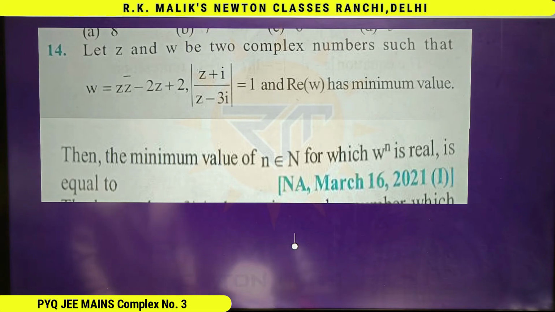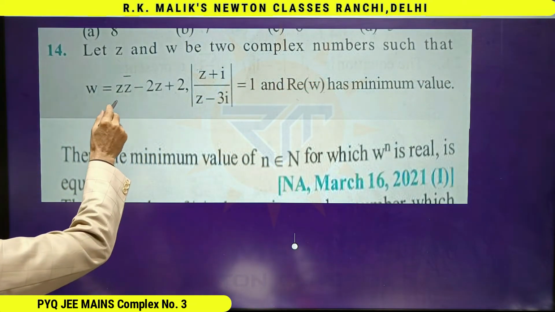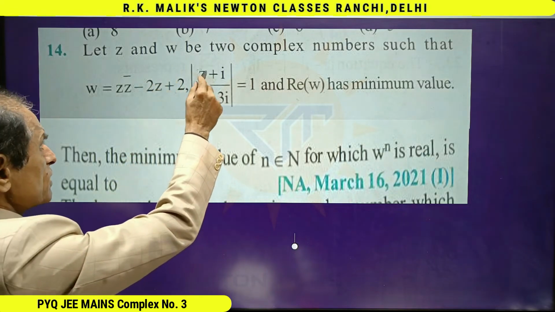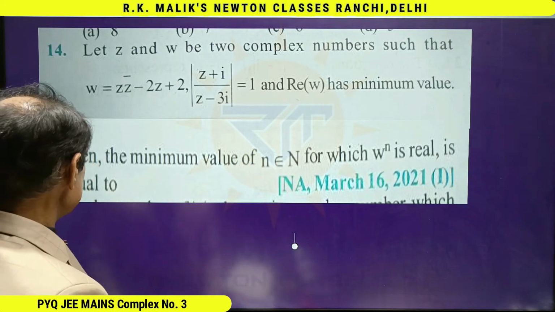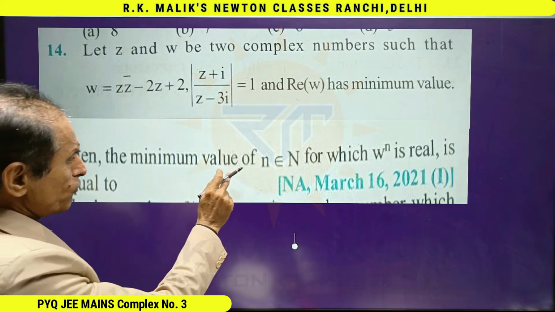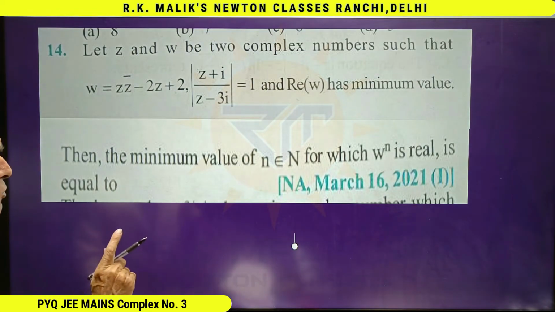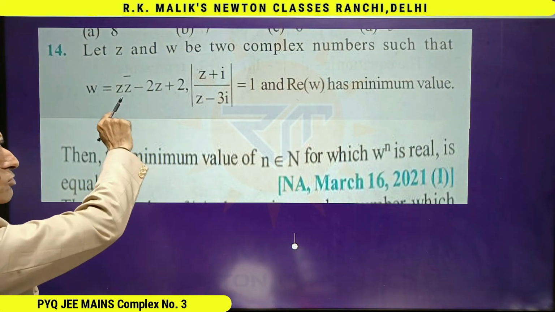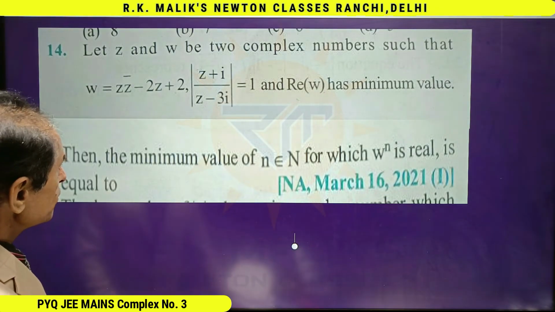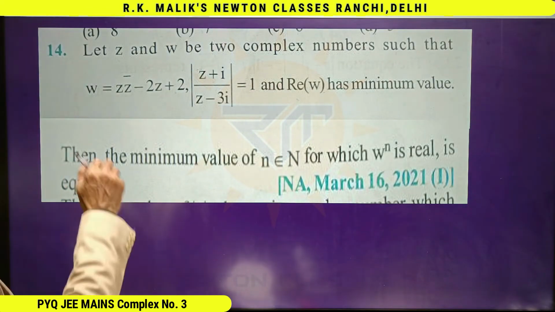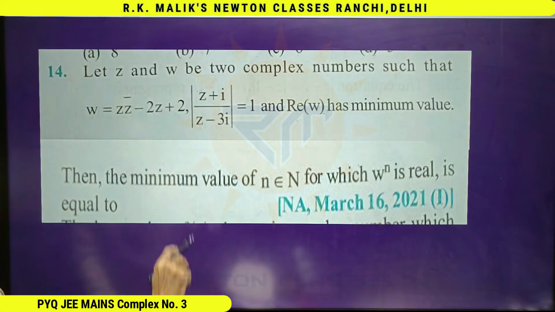In this question, it is told to us that let z and w be two complex numbers such that w is equal to z z bar minus 2z plus 2i, and mod of (z plus i) upon (z minus 3i) is equal to 1, and the real part of w has minimum value. Then the minimum value of n for which w to the power n is real, where n is a natural number. Note that w has to satisfy two conditions. w should be equal to this, and the real part of w should have the minimum value also. First of all, we try to find the value of w. And because the value of w depends upon z, first of all, let us see the value of z which will satisfy this equation.